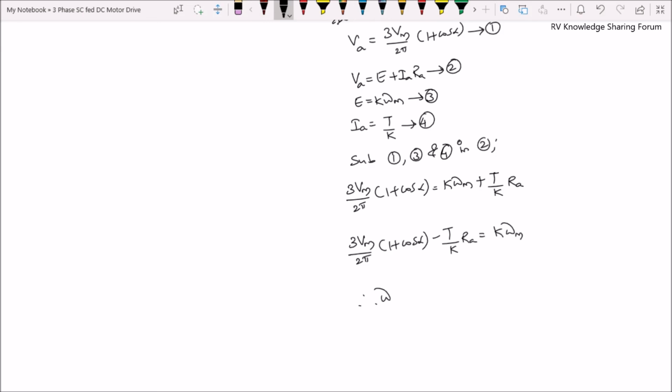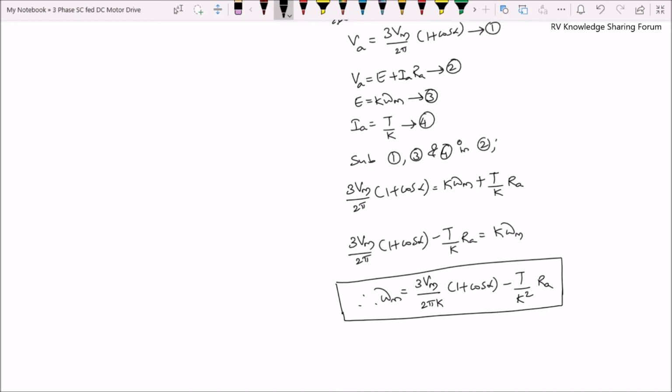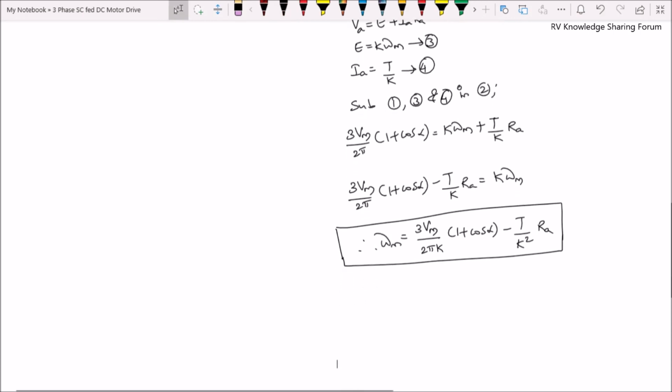Here our main intention is to find the speed omega m. So please bring that K to the left hand side. So what happens is 3 Vm by 2 pi K into 1 plus cos alpha minus T by K, and bringing that K here, K into K becomes K square into RA. So this is our speed torque relation of a DC motor drive when it is fed by a three-phase semi-converter.